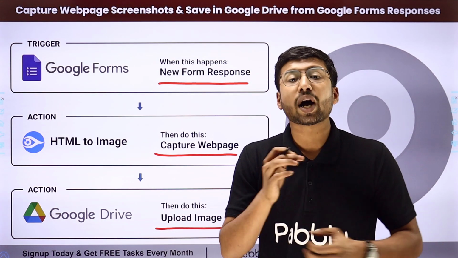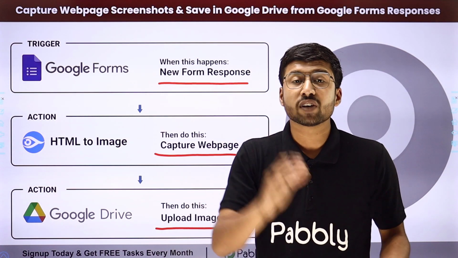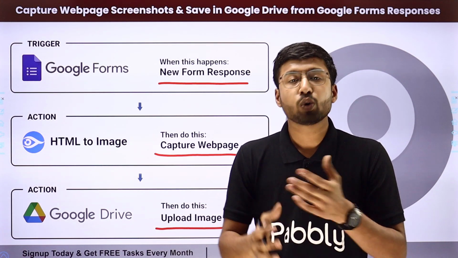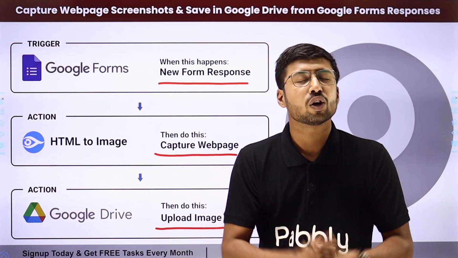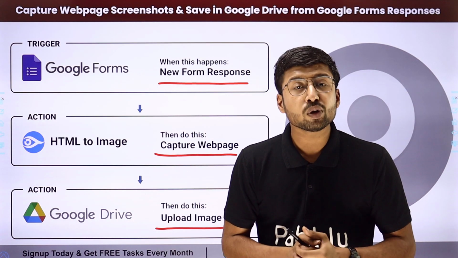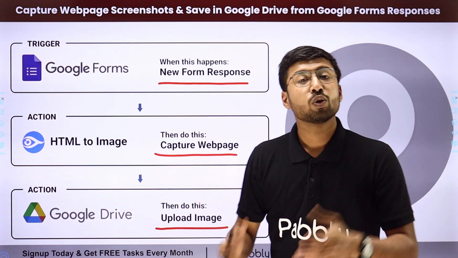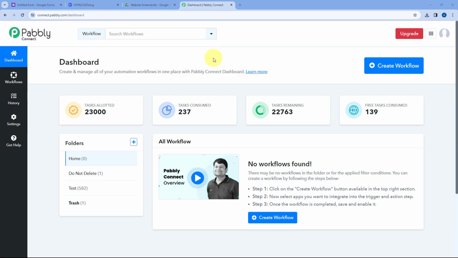Now in this video, I just took an example of Google Forms, but if you have a list of different web page links, you can use Google Sheets and automate the process as well. You can capture the website screenshots in bulk using Google Sheets in this automation. Now, if you want to learn the step-by-step process to do so, you just have to come with me to my screen. So as you can see, here we are on Pabbly Connect's dashboard.